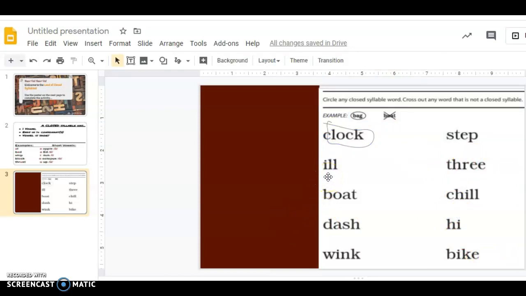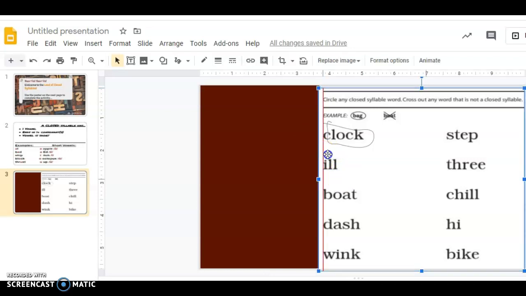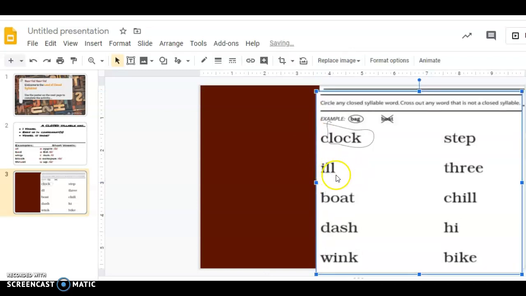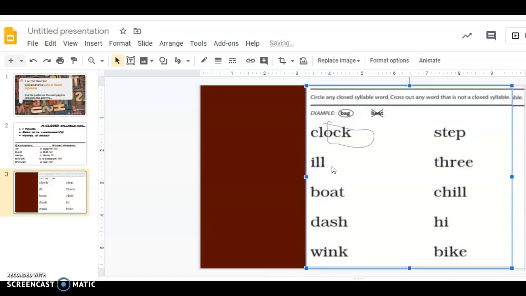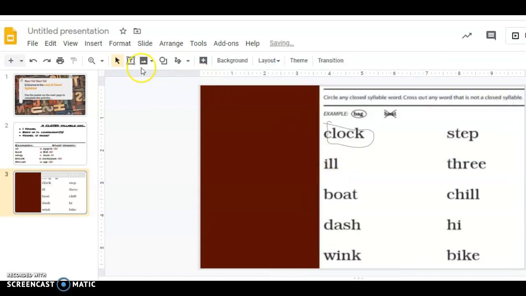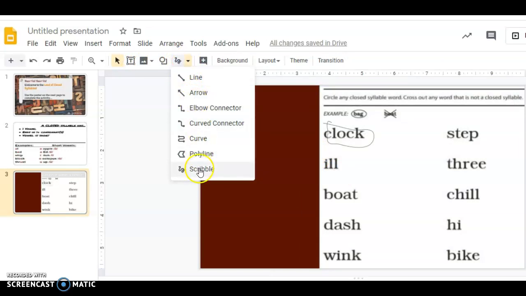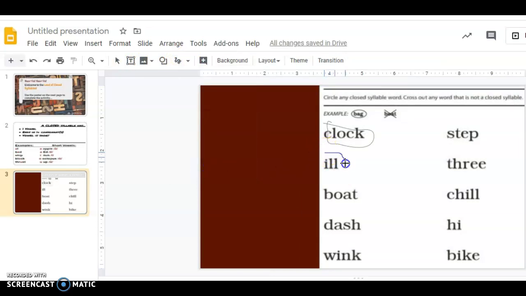For the next one, there is one vowel that is closed in by one or more consonants. The word is ill, so the word, again, is a closed syllable, and I'll make sure that I fix this so that it doesn't move on you. There, that's good. Okay, so you would just circle that one because it's a closed syllable.